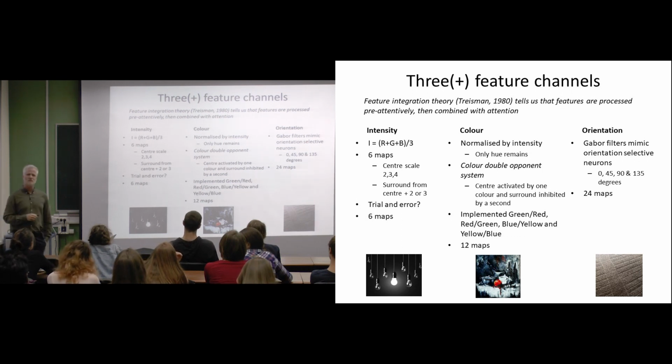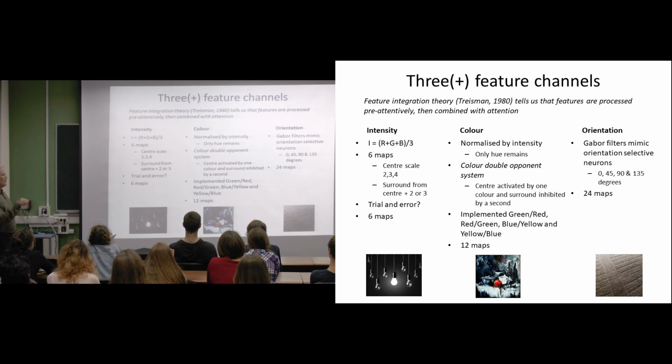Orientation, they use Gabor filters for this one, the same way that you would do edge detection in any computer vision algorithm. So they did borrow a lot from the computational areas. They had Gabor filters at these 4 different angles, and again, 6 different combinations based on center and surround for 24 maps. So we have intensity information, we have color information, and we have edge information, all being processed in parallel through this algorithm.